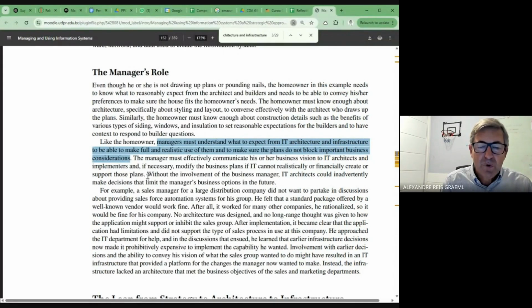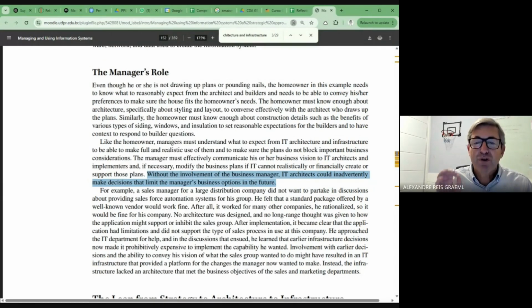Here, without the involvement of the business manager, IT architecture could inadvertently make decisions that limit the manager's business options in the future. Think infrastructures: at the same time that they leverage the strategies for which they were created, they limit other strategies that were not taken into account in the definition of the infrastructure.